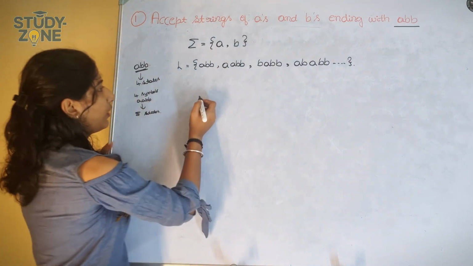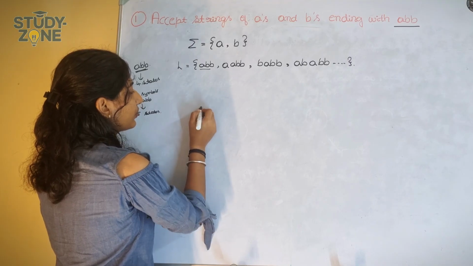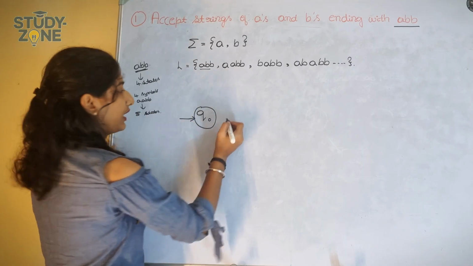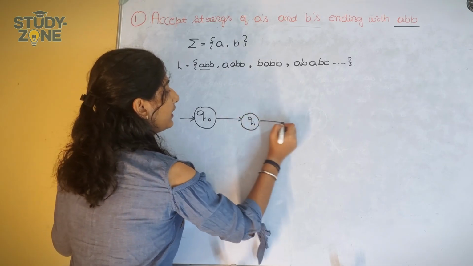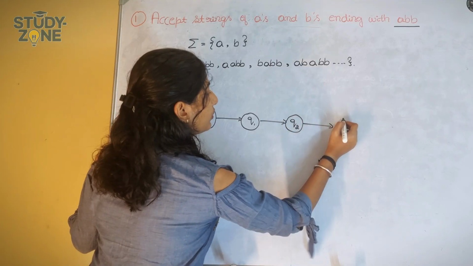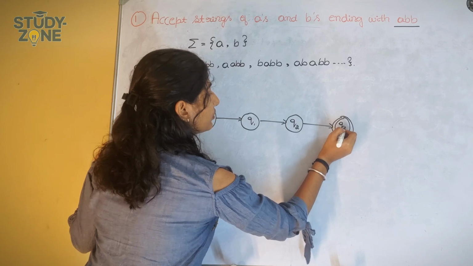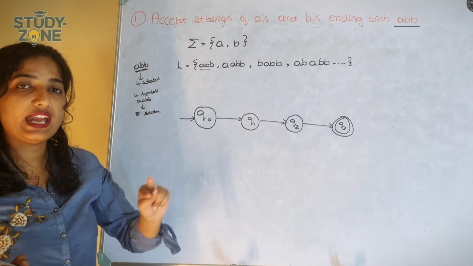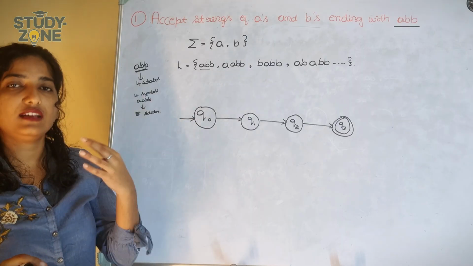So here we have A, B, B, so we take the first state as Q0. This is the initial state, so for the initial state we need this arrow. After Q0 we need Q1, after Q1 we have Q2, and after Q2 we have the final state, that is Q3. And remember one thing: for every state we should have A and B, whether incoming or outgoing.